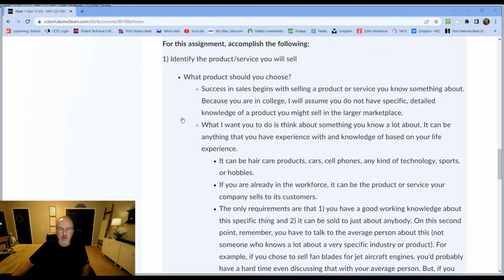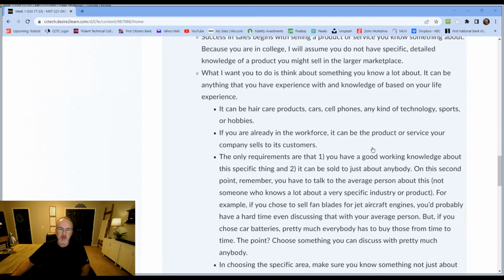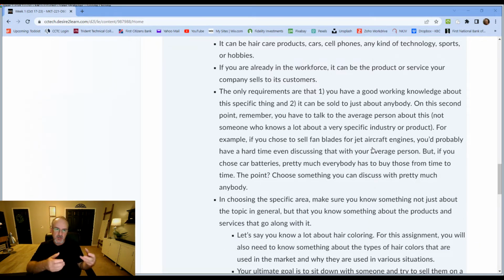What I want you to do here is to pick something that you know something about already. Most of you probably don't have a job or something you can work on from the company that you work with. So I want you to think about something you know a lot about. It can be anything that you have experience with and knowledge of based on your life experience. It could be hair care products, cars, cell phones, any kind of technology, sports, or hobbies. If you're already in the workforce, it can be the product or service your company sells to its customers. You just need to know a little bit about it.